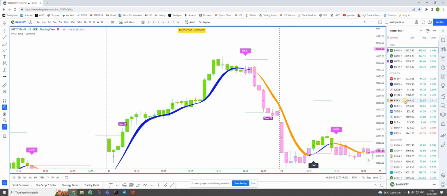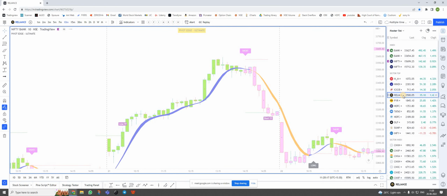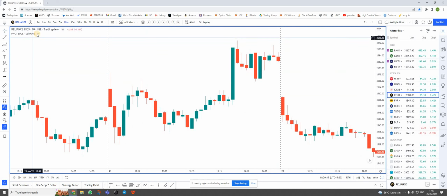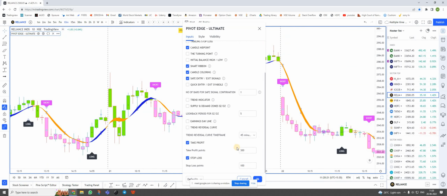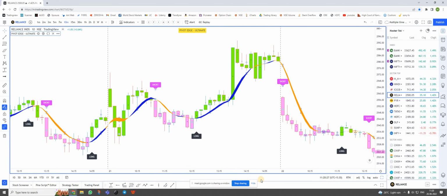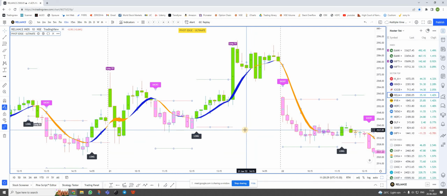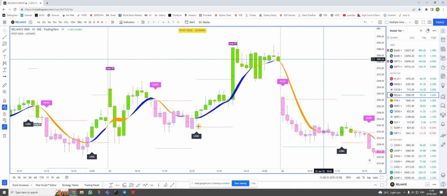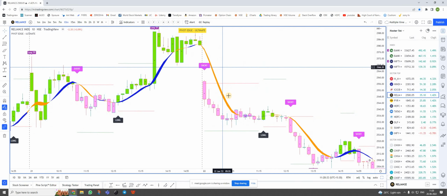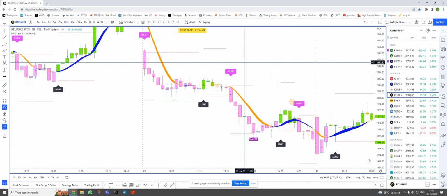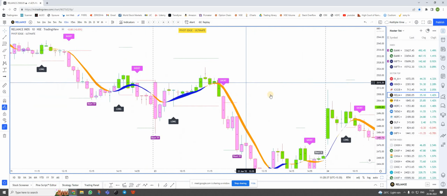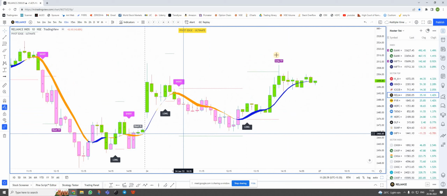Suppose you want to trade Reliance, or any particular stock, then you can go based on the stock. You can keep, say, stop loss 10 points and profit 20 points. Based on that, it will adjust and plot the levels. So manually you can adjust, and everywhere it will show where the profit is.